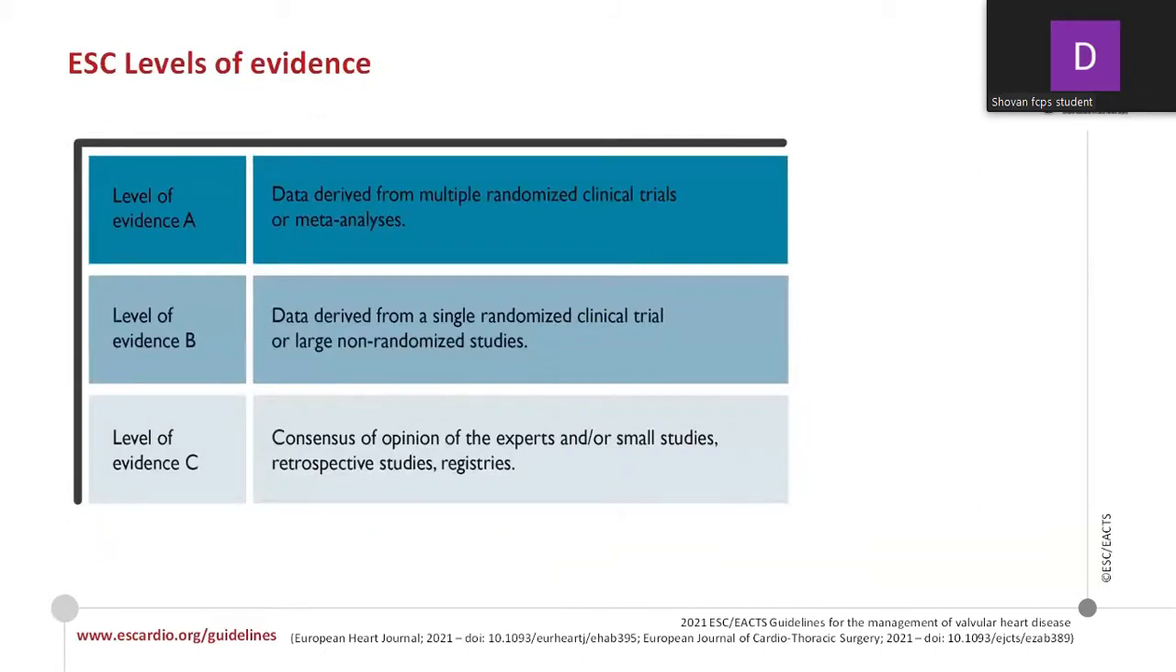Again, for the level of evidence: if the data comes from multiple randomized controlled trials or meta-analyses, that is level of evidence A. It is level B when data comes from a single randomized trial or large non-randomized studies. If the data is collected from small studies, registries, or retrospective studies, then the level of evidence is C.